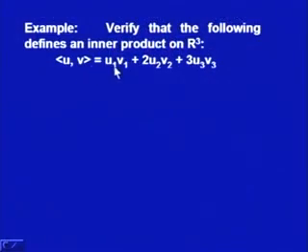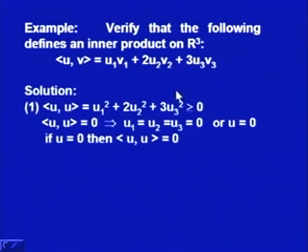So, in this example we say that the definition u comma v is equal to u1 v1 plus twice u2 v2 plus thrice u3 v3 also defines an inner product. In the same way as we have done for the earlier definition, we apply this.